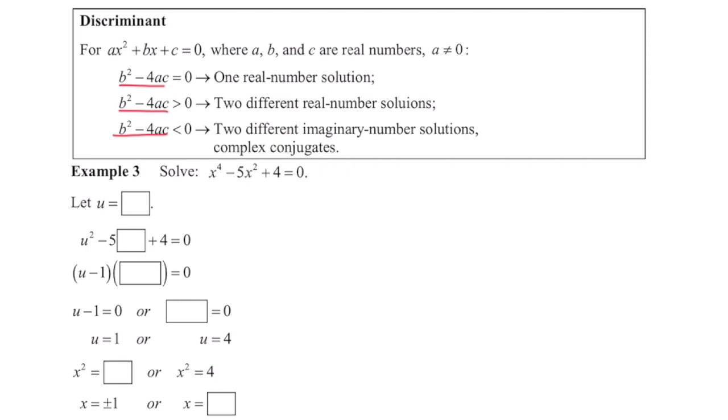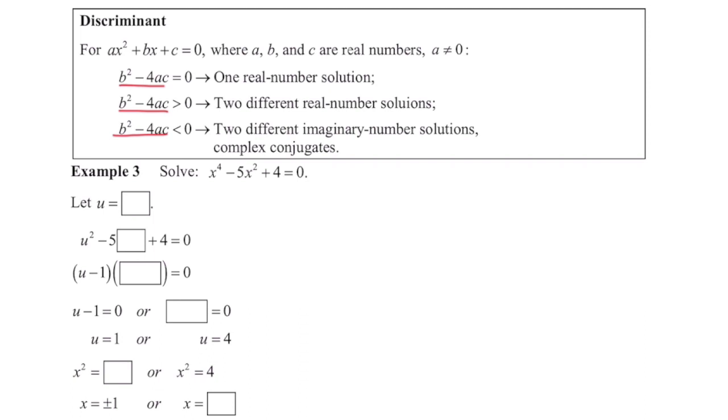If it is equal to 0, we will have one real number solution. If it is greater than 0, we will have two different real number solutions. And if it's less than 0, we'll have two imaginary number solutions, of which those are complex conjugates.